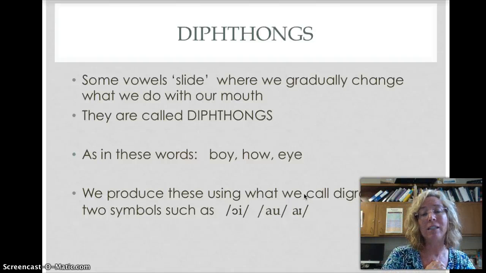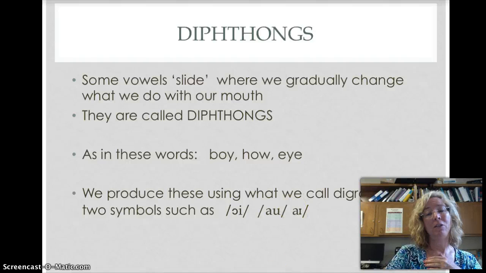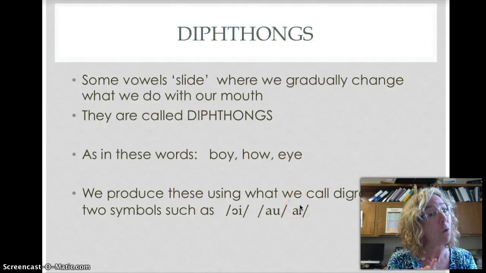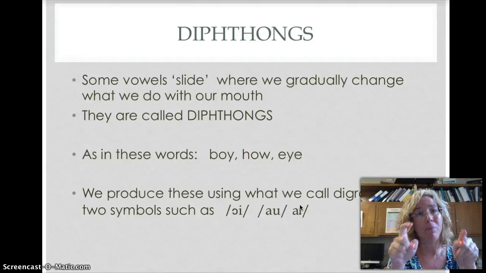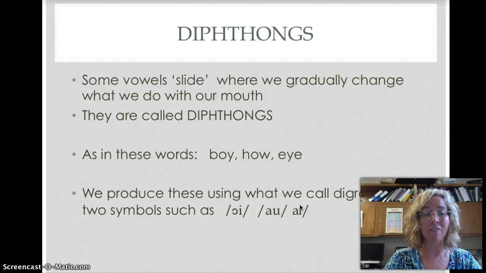So when we produce these sounds, we're using what we call digraphs or 2 symbols. And so here you see oi, ow, as in how, I, as in I. Now when we're writing, we will put kind of an inverted parenthesis above it. I couldn't do that with my computer, but you would write it and you would put that line over it. That also helps you to remember that's just one phoneme. It's a digraph, but it's one phoneme.